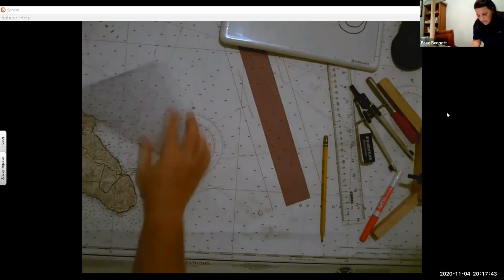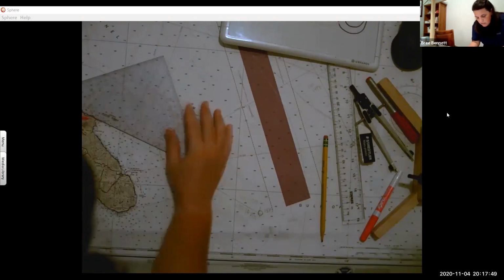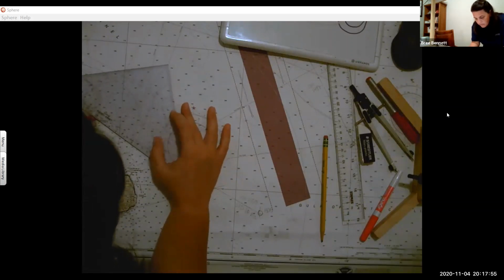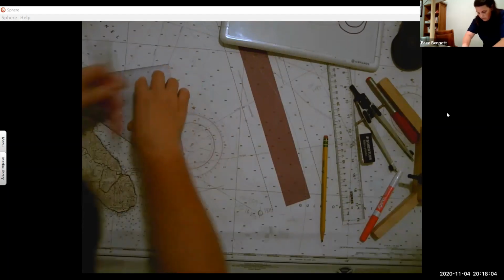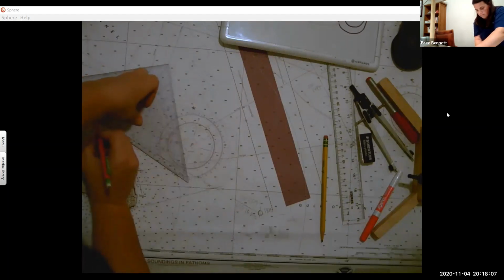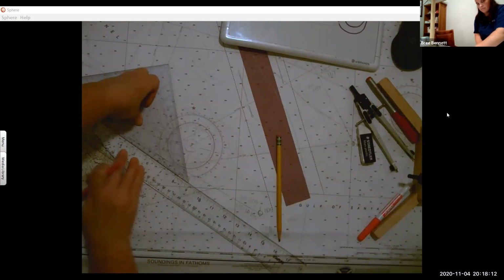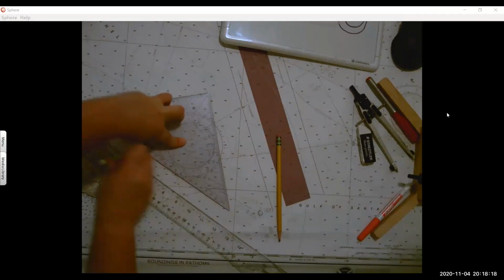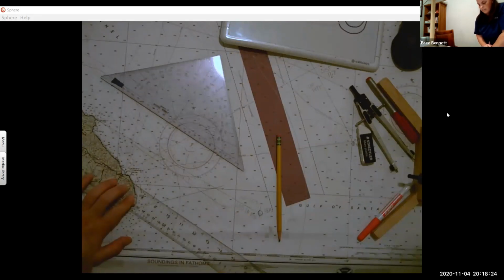I'm gonna plot it this way so you can see it. Okay, so I'm looking for 302. Now I'm gonna have to extend this. So this is 302. That's the bearing of that.